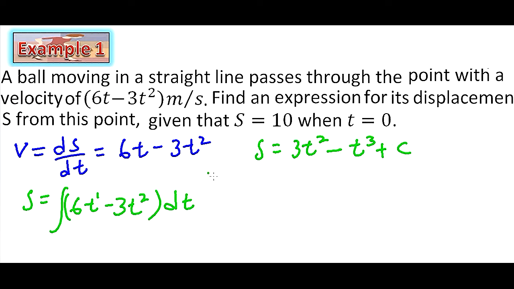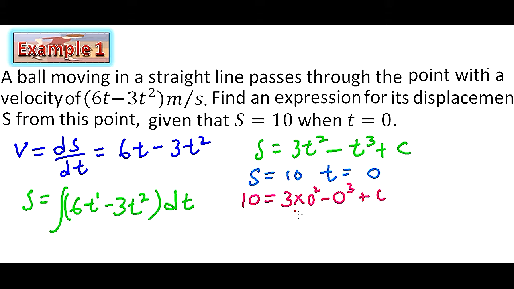Now, we are given that s is equal to 10 when t is equal to 0. So we substitute these values so that we get our expression of s. So 10 is equal to 3 multiplied by 0 squared, which is 0, minus 0 cubed, plus c. So this is 0, this is 0, and therefore our c is equal to 10.